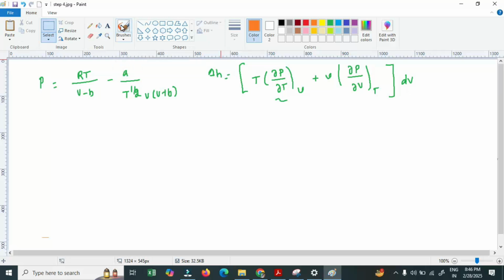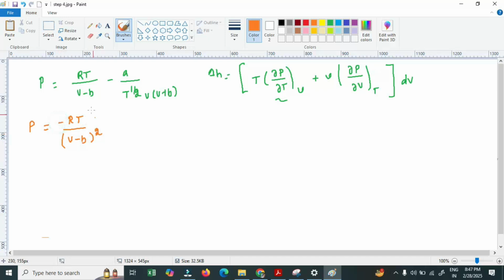Now let us differentiate the second term. That is, we want to differentiate with respect to volume at constant temperature. If you want to differentiate this term with respect to V, obviously we know that P equals RT divided by V minus B, minus A divided by T power 1 by 2 times V into V plus B. For the first term, V minus B power minus 1 becomes minus 1 into minus 2 divided by 2, multiplied by minus 1.